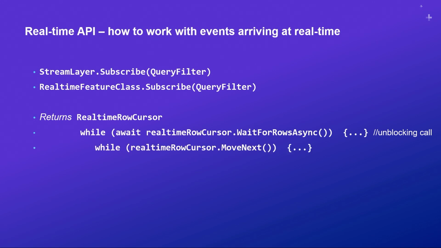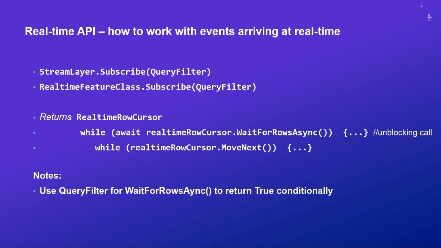Once new data comes in, it's just a regular process. You loop through the row cursor using MoveNext, get the feature, and perform the task. You can pass in a query filter in that subscribe function in order to do any kind of client-side filtering. You saw that in my geofencing demo, where I'm getting all the features from the stream service, but I only want to perform some task when it is within the restricted polygon. So you can use the query filter or a spatial filter for some kind of client-side filtering.